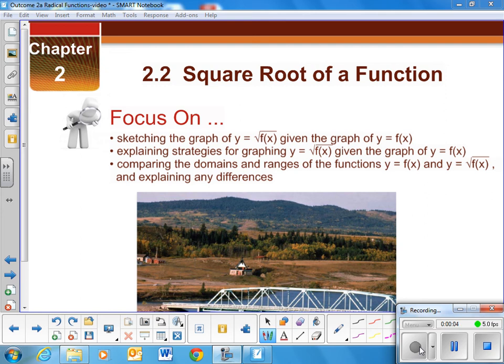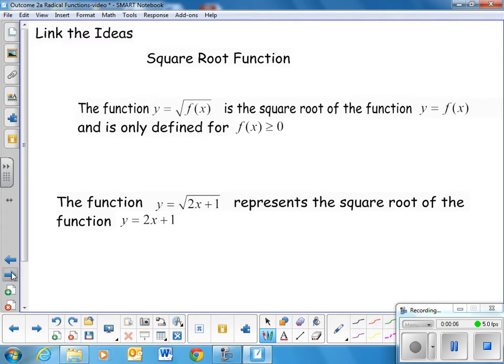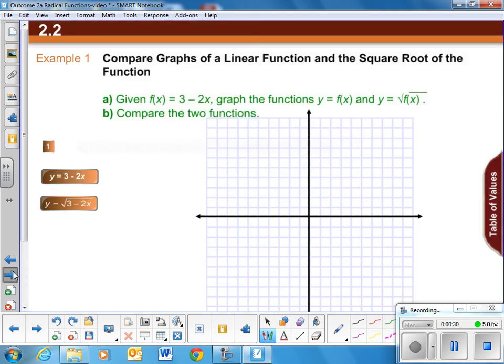Square root of a function. The function y equals root f of x is the square root of the function y equals f of x and is defined only for where f of x is greater than or equal to 0. So the function y equals root 2x plus 1 represents the square root of the function y equals 2x plus 1. Let's look at an example.